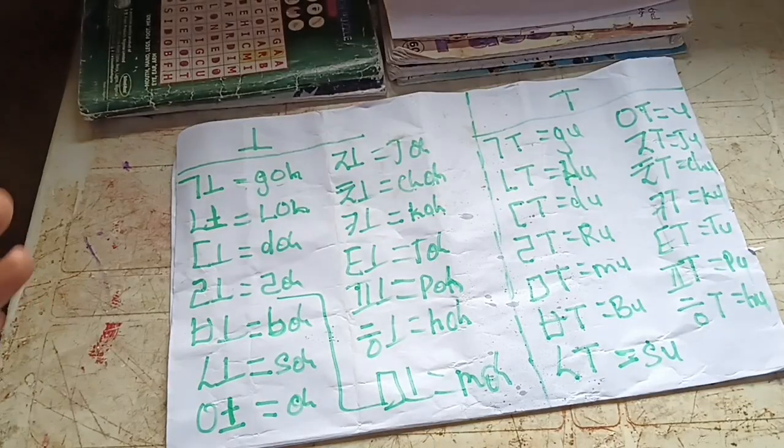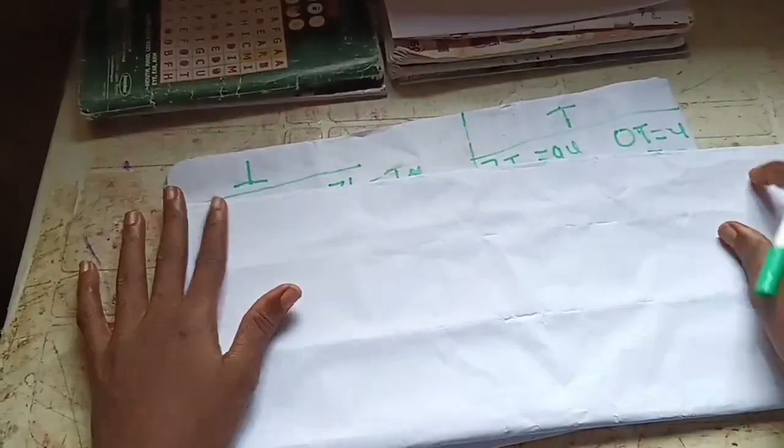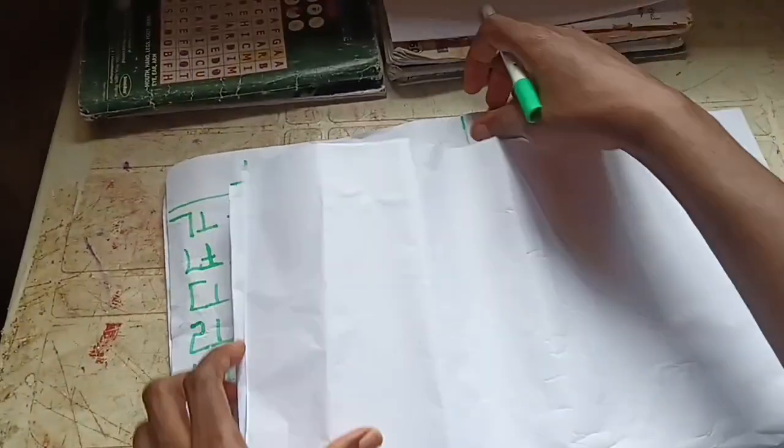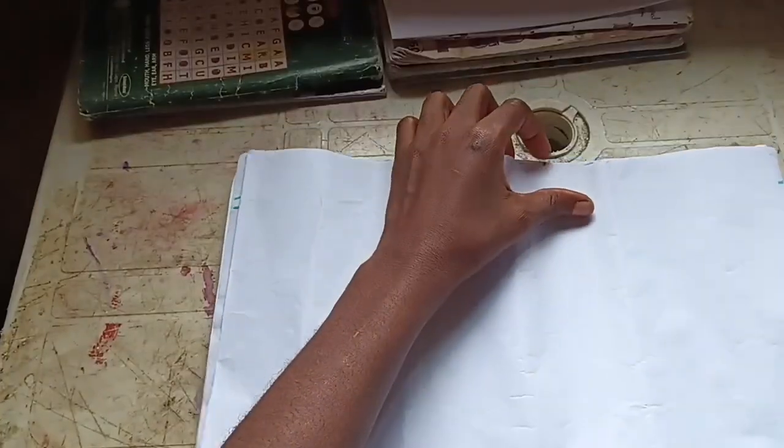The next vowel. I brought a bigger paper this time around. I think I should shorten it if it's too long. Or is it like this? Yeah, I think it's like this. Okay, so let's put this inside, yeah? Right.